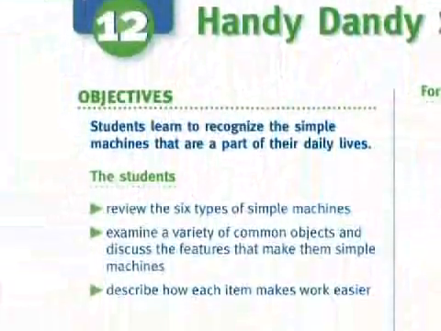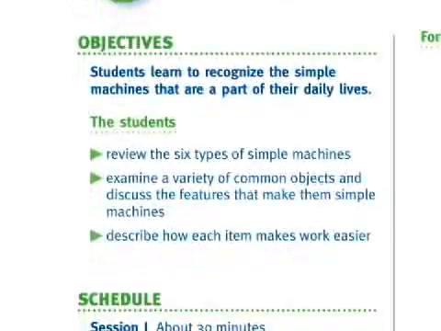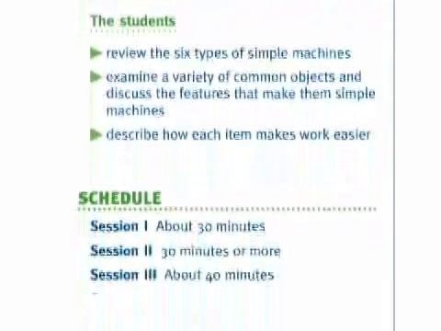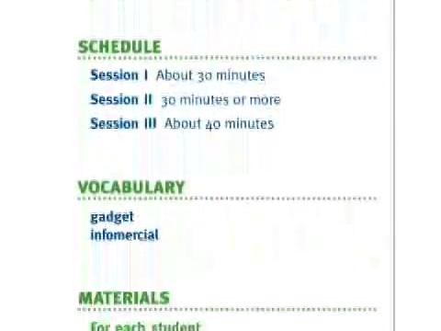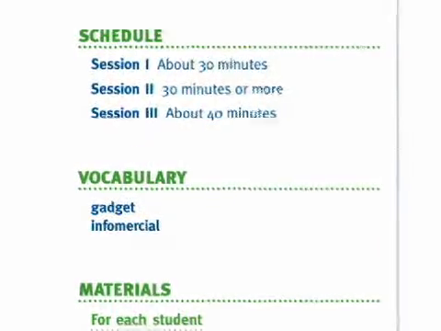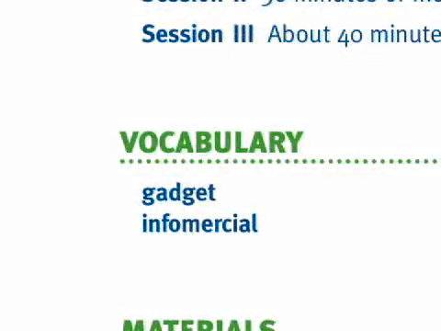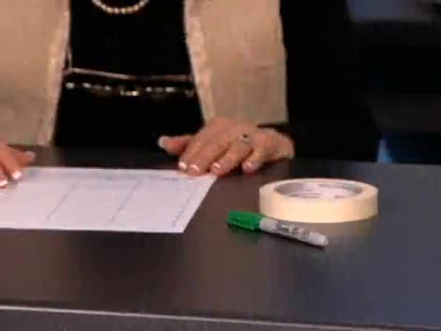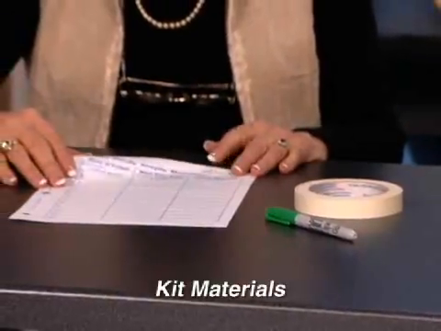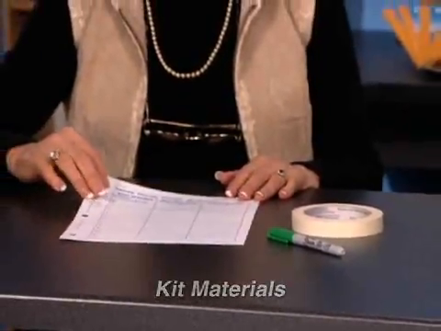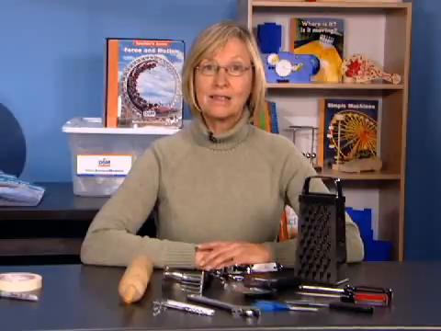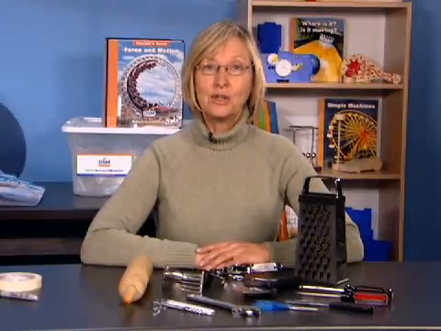In Activity 12, students review the 6 types of simple machines and how they make work easier. This activity will take 3 sessions of 30 to 40 minutes. The vocabulary introduced in this activity is gadget and infomercial. The materials from the kit include masking tape, and we will need the student drawings of machines from Activity 2.